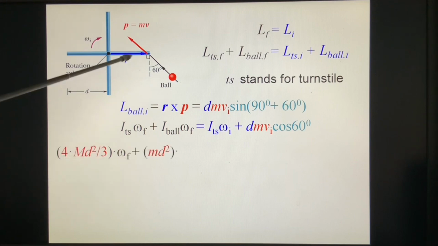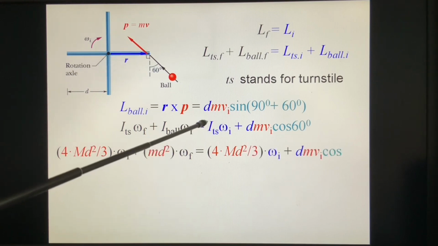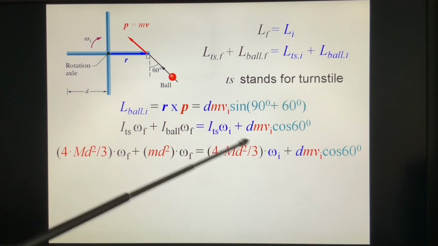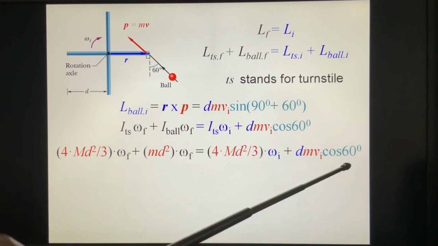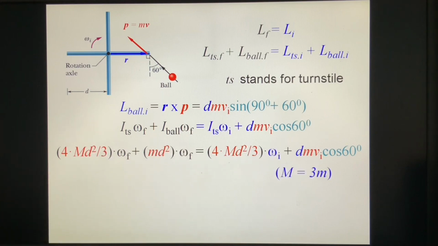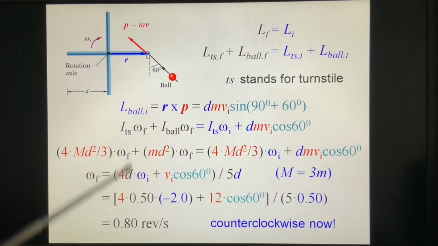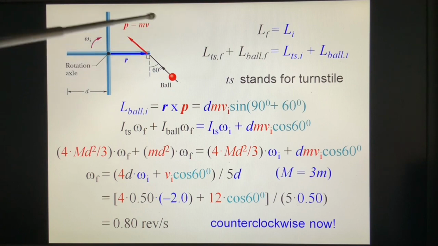What is this? This is stuck here. So that's equal to md squared. And this one is 4 md squared over 3. This one we have calculated. This one is given. This one is fine. So finally, we find omega f equal to 0.80 revolution per second. This is a positive number. What this means? That means after the hit, the rotation turnaround is counterclockwise.